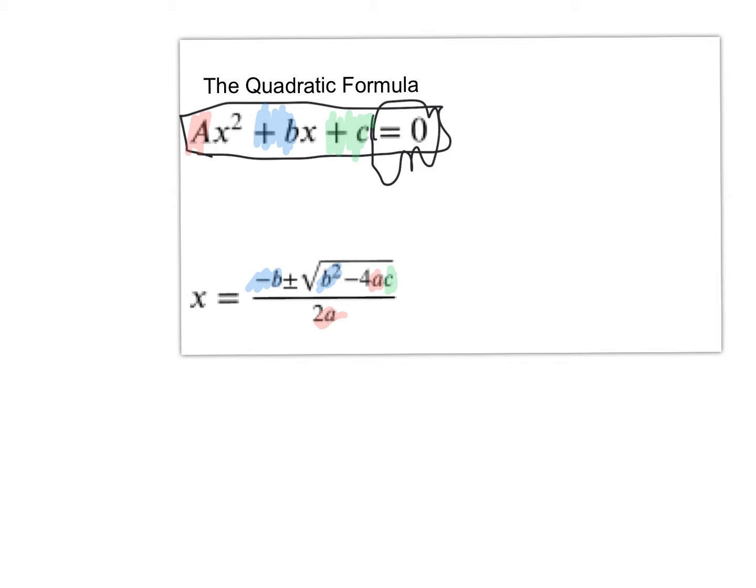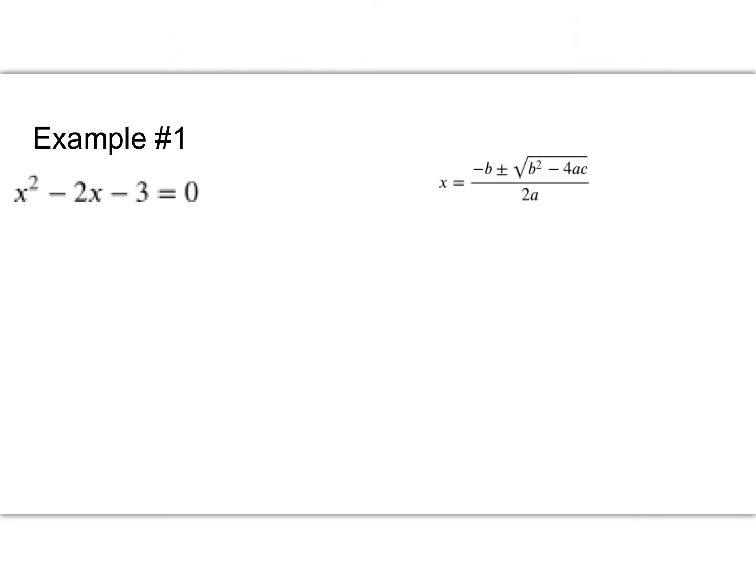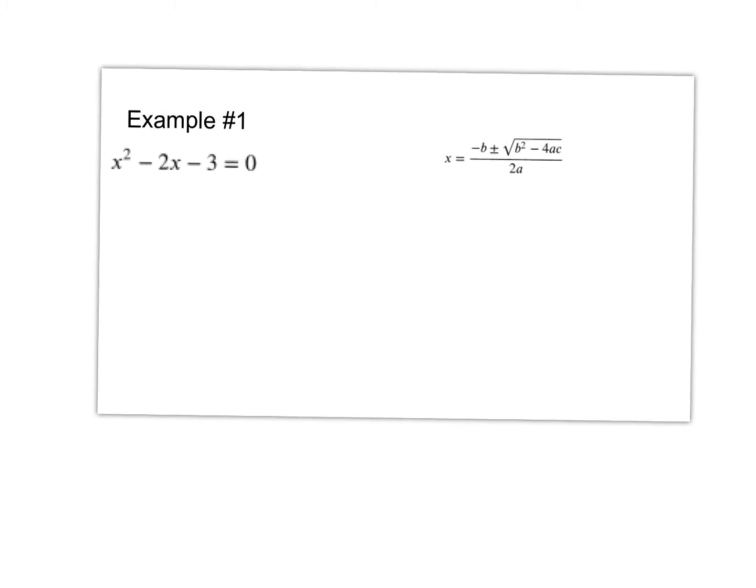So our quadratic formula: x equals negative b plus or minus radical b squared minus 4ac, all divided by 2a. So that's the formula you're going to need to know. Okay, let's take a look at several examples so you can see how this equation is going to work. Let's start with the first one.